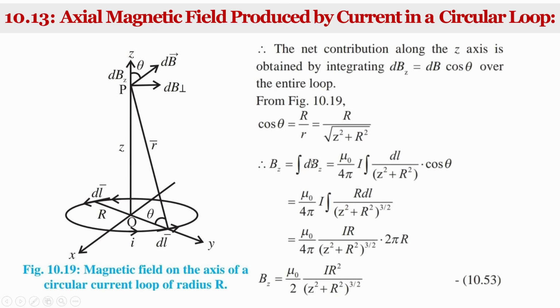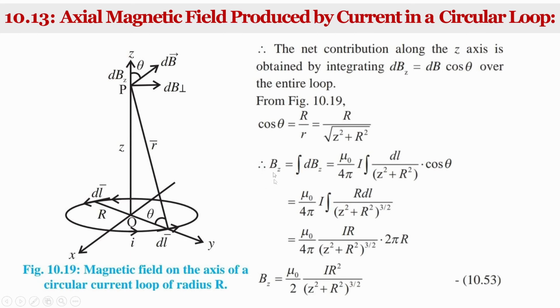Bz is equal to the integration of dBz, so we substitute the value for dBz in that equation, that is dB into cos theta. So what is dB? That dB is equal to mu naught upon 4 pi, I, integration of dl upon r square, that is z square plus r square, and the remaining is cos theta. Then after that, substitute for cos theta in that equation.